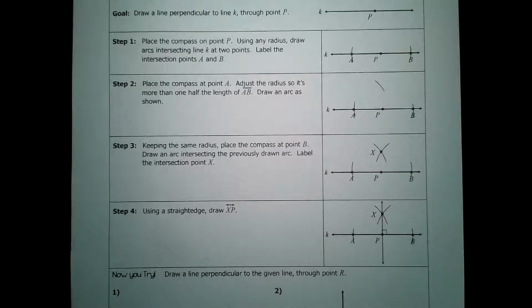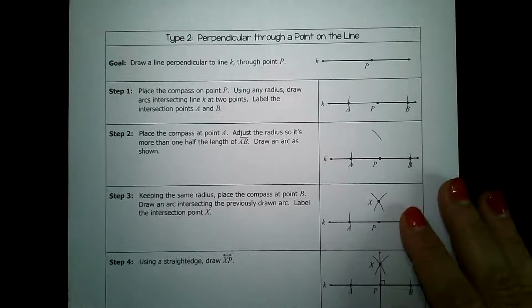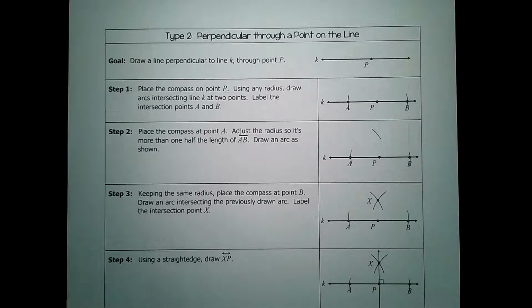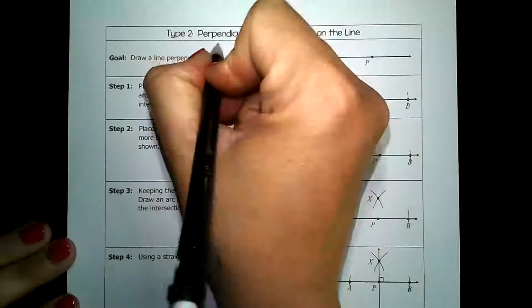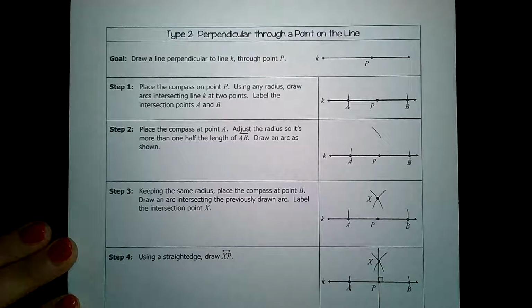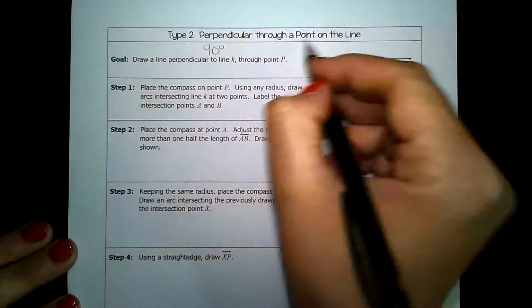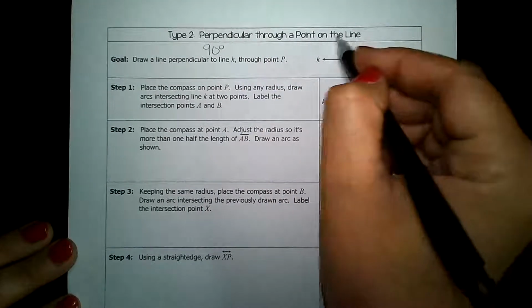Hello again, Miss Denton here, and in this video we're going to be working on our second construction in the series, and this construction is a perpendicular line again. Okay, so we're seeing this perpendicular again, which is your 90 degrees, through a point on the line, so a random point.